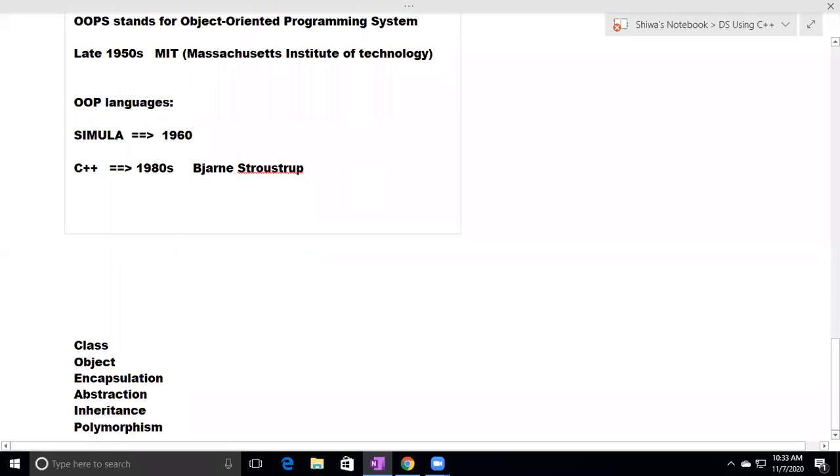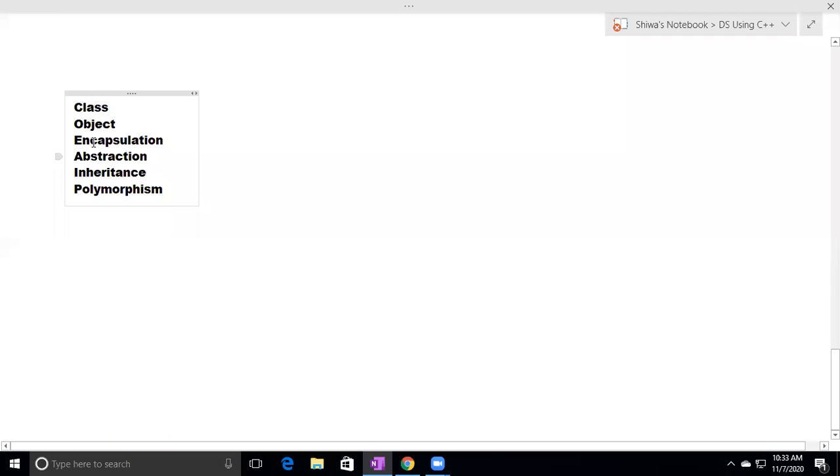If any language supports four concepts like encapsulation, abstraction, inheritance, and polymorphism, those are called object-oriented programming languages. For all these four concepts, two common concepts are there, class and object. These are called OOPS concepts.